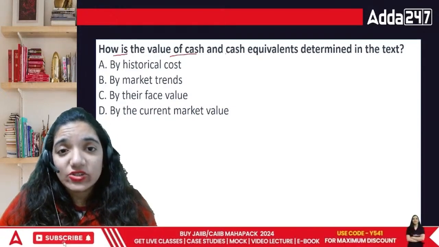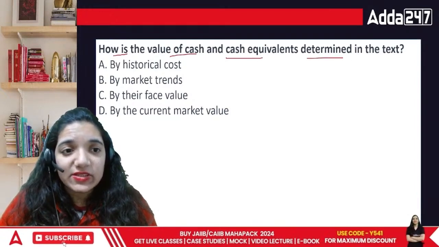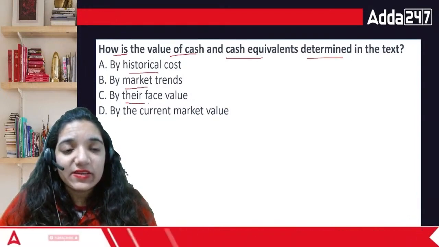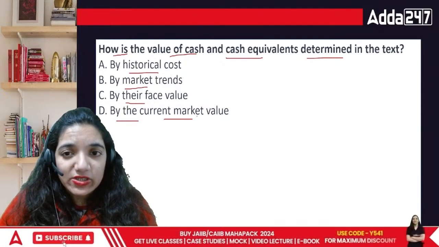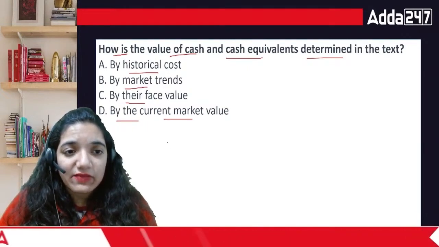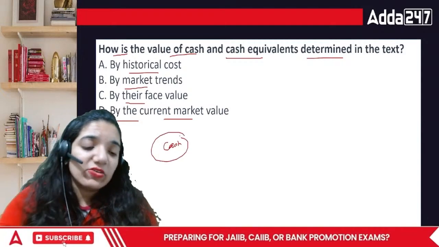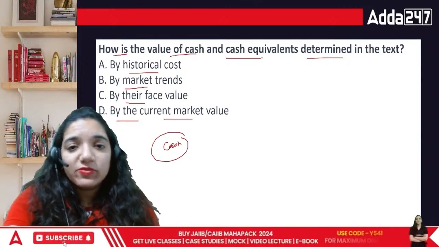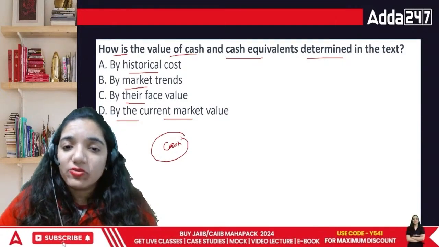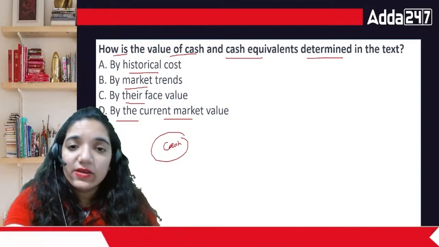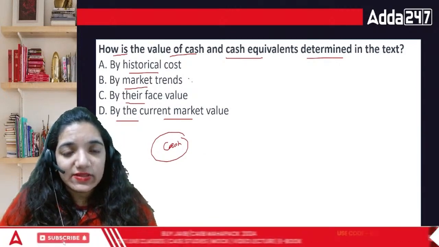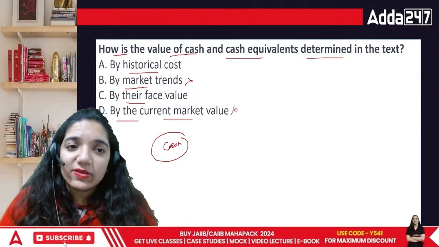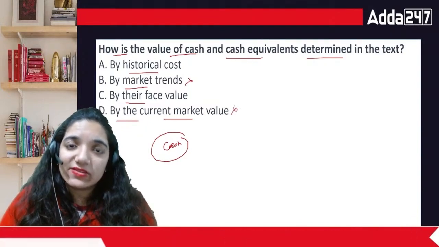How is the value of cash and cash equivalents determined? Historical cost, market trends, their face value, or their market value. How is the value of the cash and cash equivalents? Cash and cash equivalents is based upon what? Everyone, if I have cash, there is no market value. If I have 100 rupees in my pocket, it will remain 100 rupees no matter what. If I have the value in the bank, the value remains the same. So there is no market trend, there is no market value. Rupee remains rupee. The worth of one note can vary, but it is still 100 rupees.